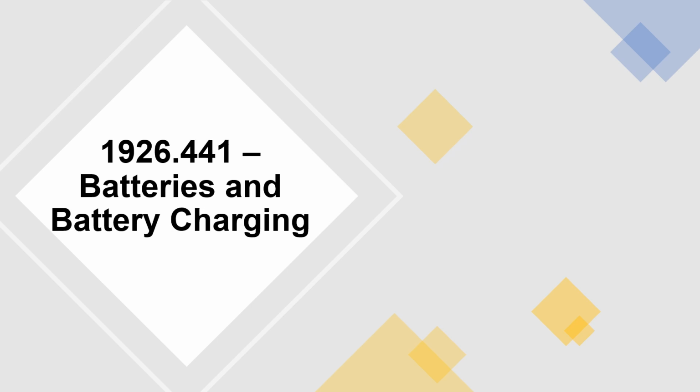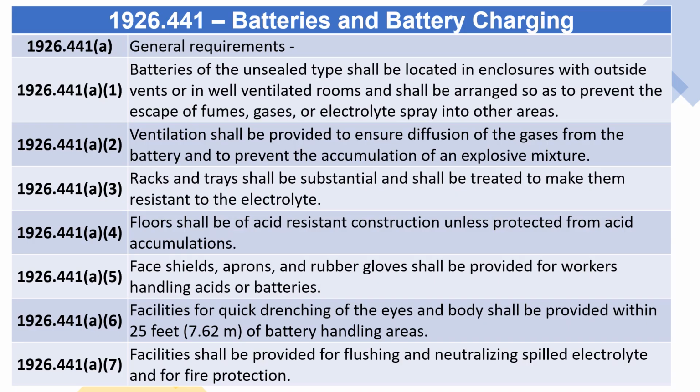1926.433 through 1926.440 is reserved. 1926.441 Batteries and battery charging. 1926.441(a) General requirements. 1926.441(a)(1): Batteries of the unsealed type shall be located in enclosures with outside vents or in well-ventilated rooms and shall be arranged so as to prevent the escape of fumes, gases, or electrolyte spray into other areas. 1926.441(a)(2): Ventilation shall be provided to ensure diffusion of the gases from the battery and to prevent the accumulation of an explosive mixture.